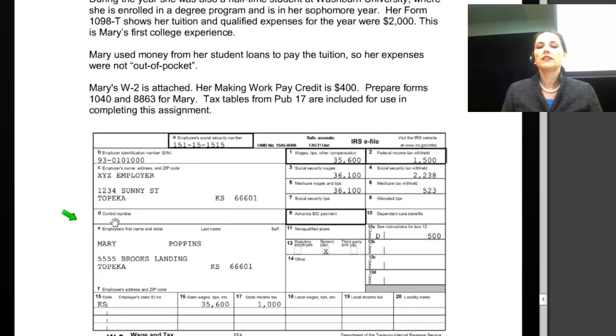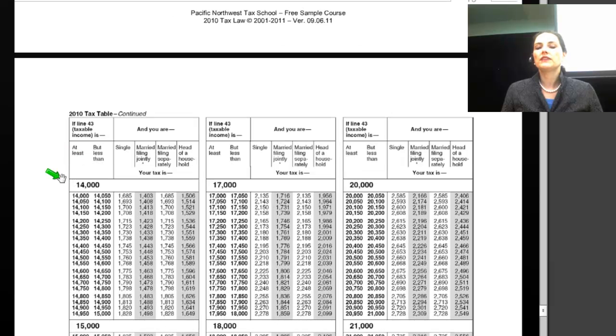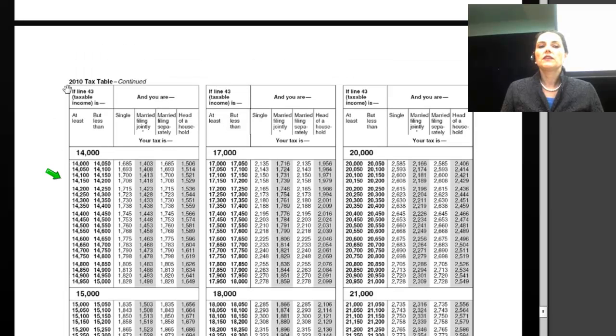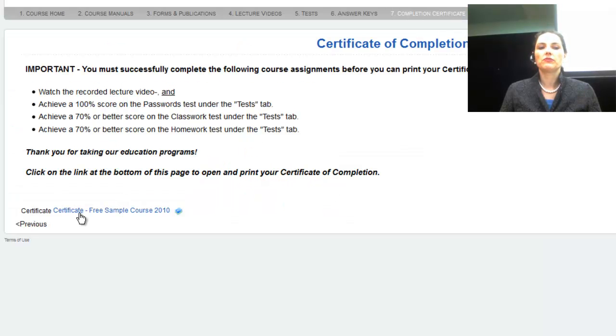And just for your reference, here is her W-2. And then on the next page, I have cut out the tax table that you would need to reference in figuring Mary's tax. So at this point, we are at the end of our lecture, but I did want to show you a couple of things before we sign off. Going back out to the LMS, I did want to take you to the completion certificate page just so I could show you how to print your certificate of completion.